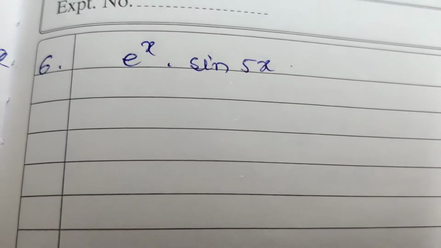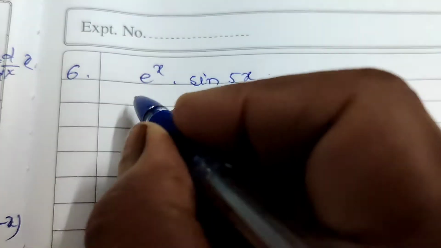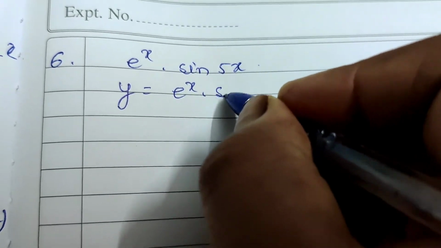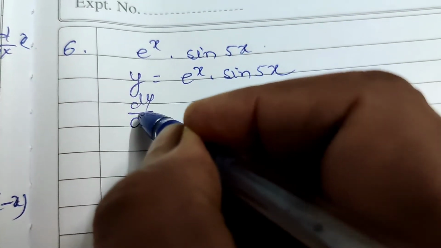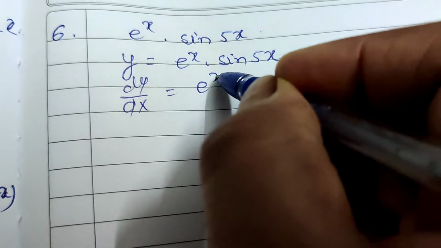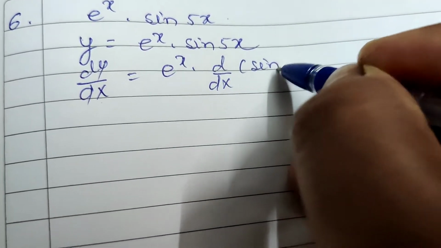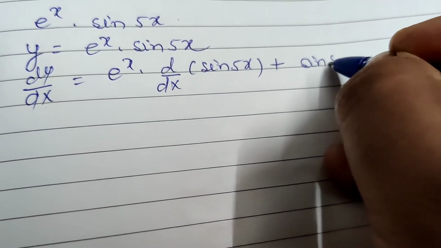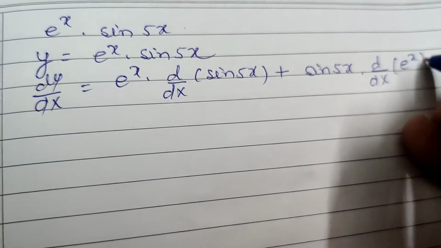Okay. Question number 6 is e raised to power x dot sine 5x. Let y equal e raised to power x sine 5x. Now differentiate by using the product rule. dy over dx is the first function and differentiation of sine 5x, second function means sine 5x, and again sine 5x, d over dx of e raised to power x.